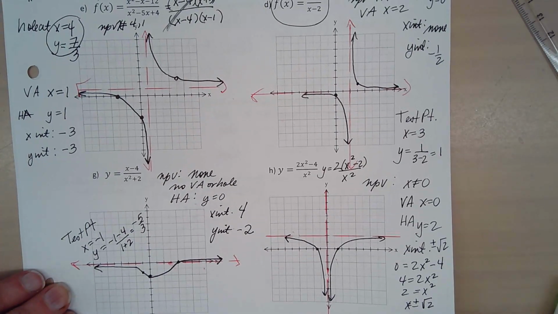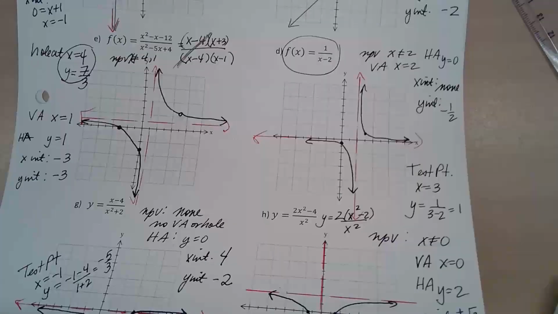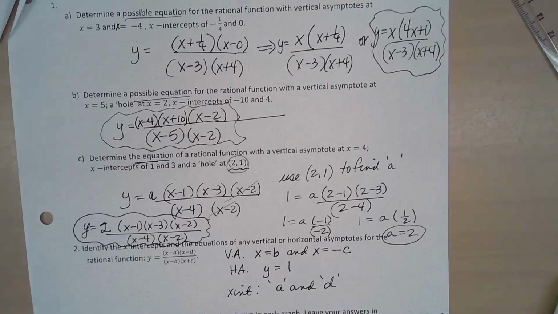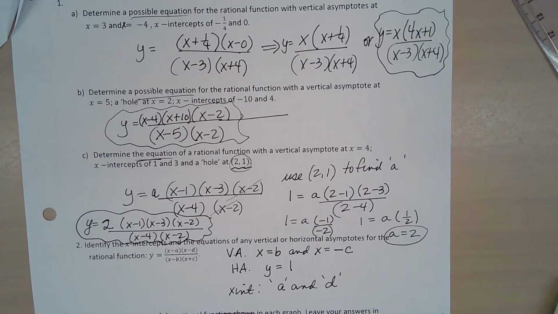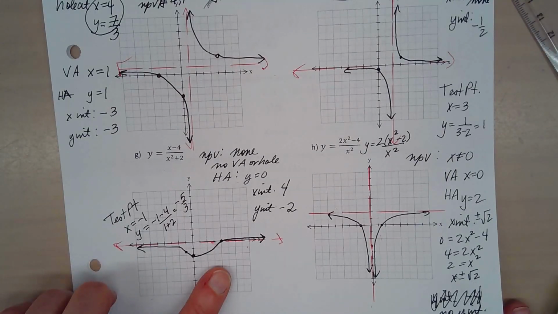Okay, so I think you've been exposed on this sheet anyway to every type, or most types, of rationals that you could encounter, right? I think so. What are we going to do?